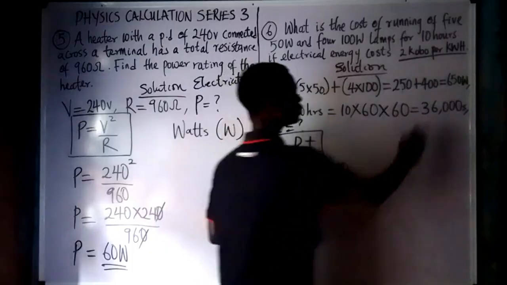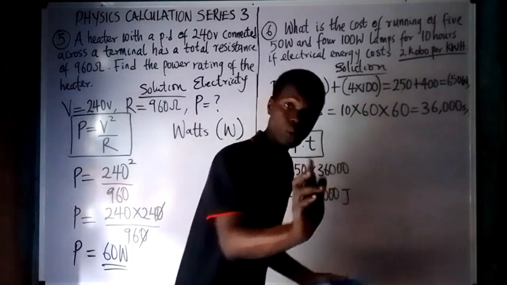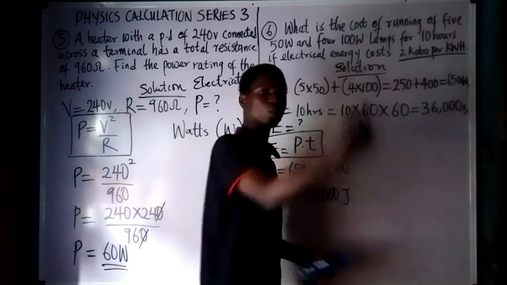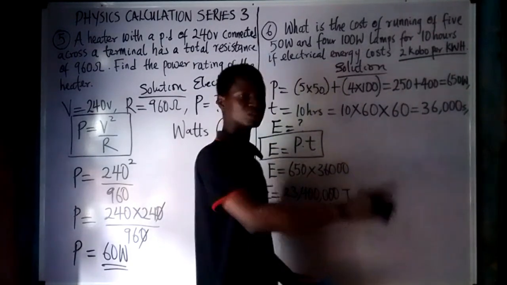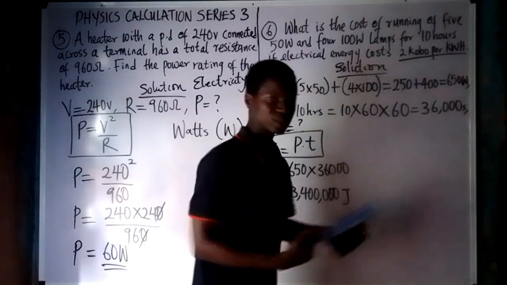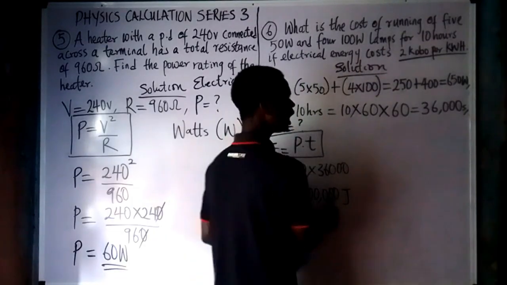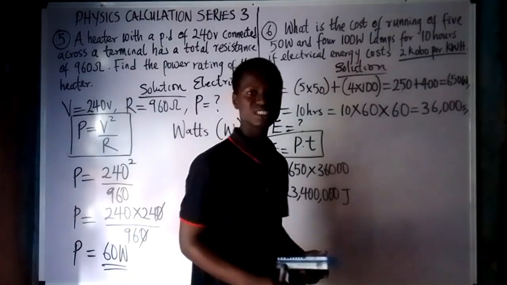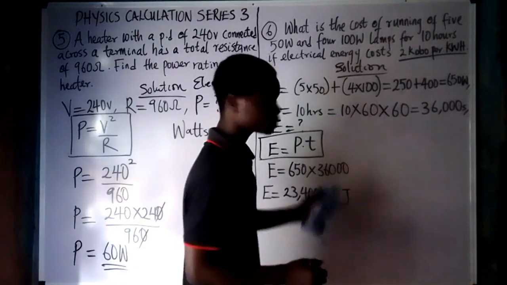But was the rate given per joule? No. So we cannot simply go straight and say if 2 kobo is equal to 1 whatever, this so and so will be equal to X. Because we have to make sure that they comply. The energy has to first be converted to kilowatt hour before we start getting our cost, which was the original question.